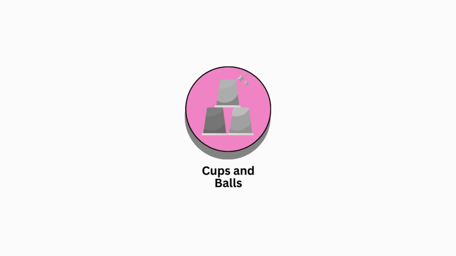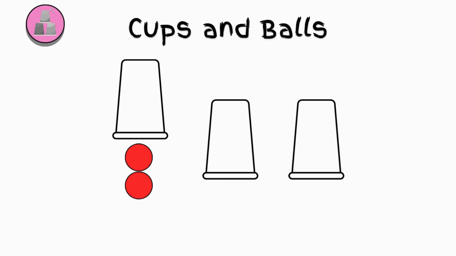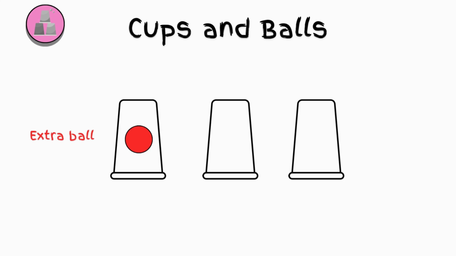Cups and balls. In this illusion, balls seem to appear, disappear, and multiply under cups. This is accomplished with an extra hidden ball in one of the cups, which the magician manipulates to keep the illusion going.